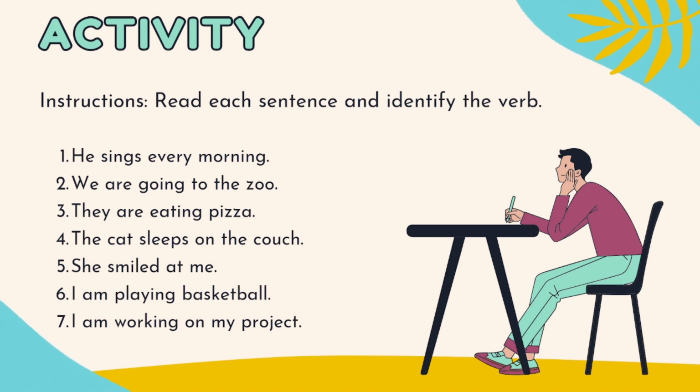So in the sixth sentence, I am playing basketball. The verb in the sentence is playing. So in the last activity, number 7, I am working on my project. So the verb in the sentence is, good job. The verb in the sentence is indeed working.